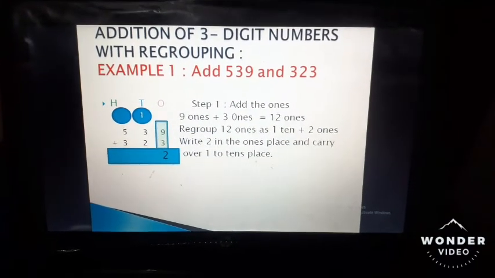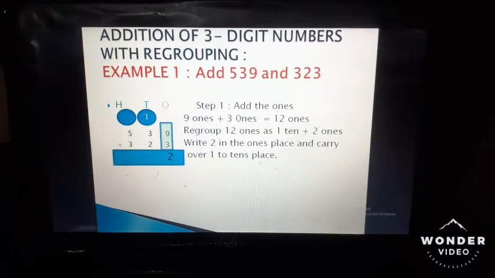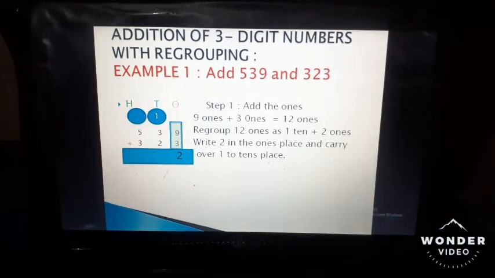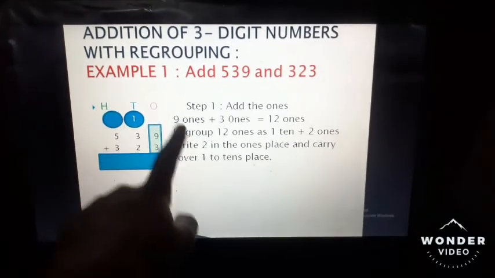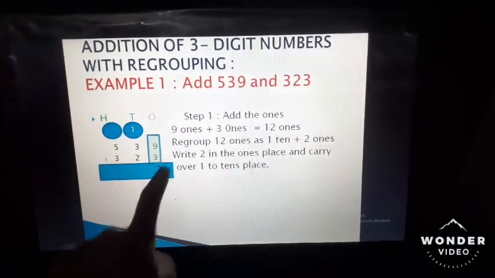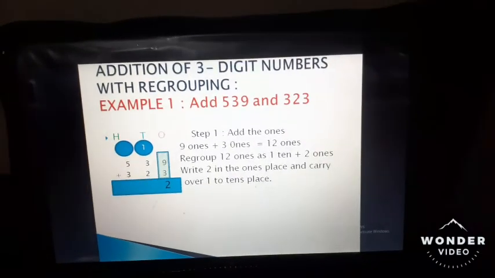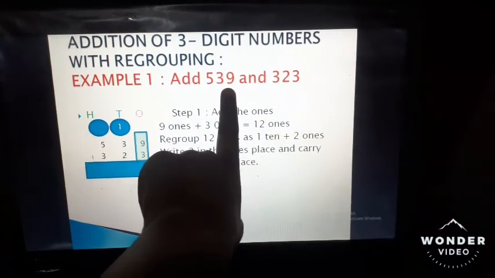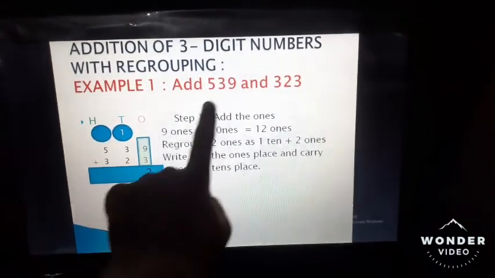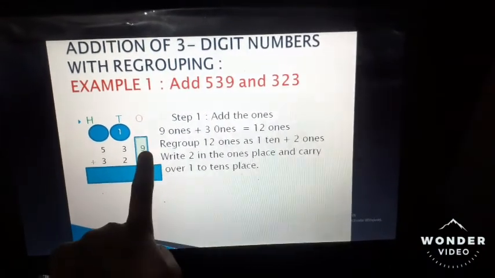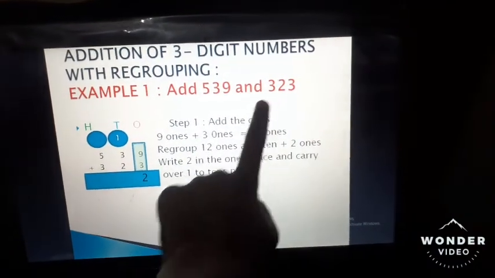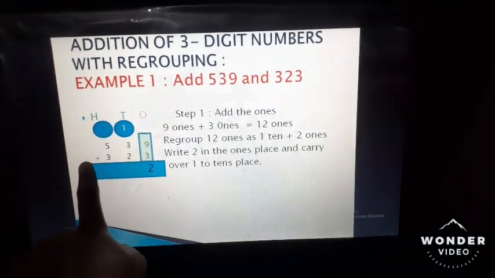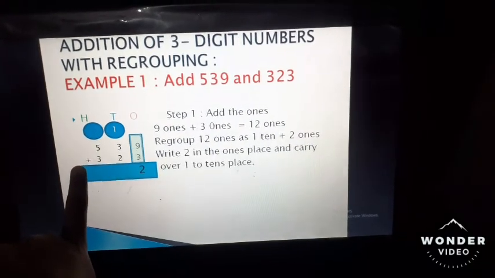First example is add 539 and 323. So before starting our sum, we have to remember two things. Firstly, we have to write our sum in the proper format. And second thing, we have to start our sum from the back side. So in 539, 5 will be my hundreds, 3 will be my tens, 9 will be my ones. And in 323, 3 will be my hundreds, 2 will be my tens, 3 will be my ones. And the sum is denoted by the sign of addition.